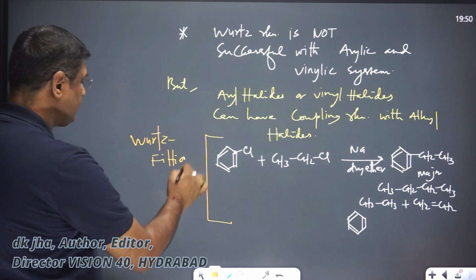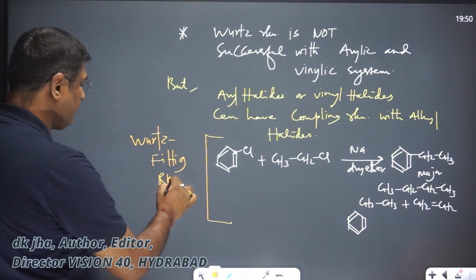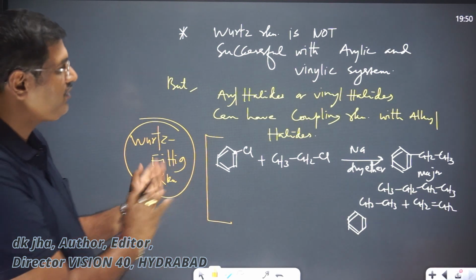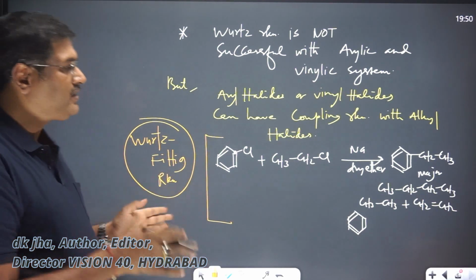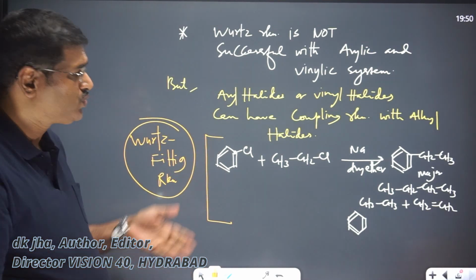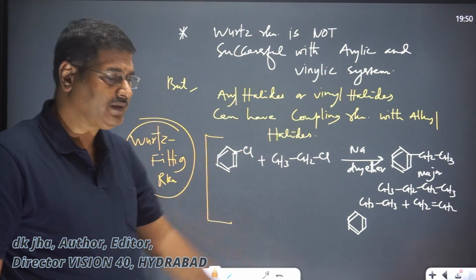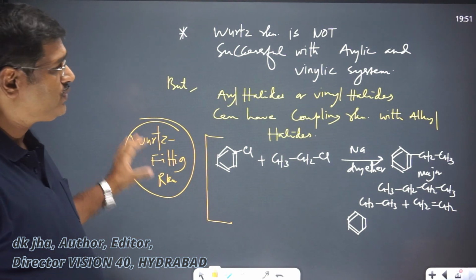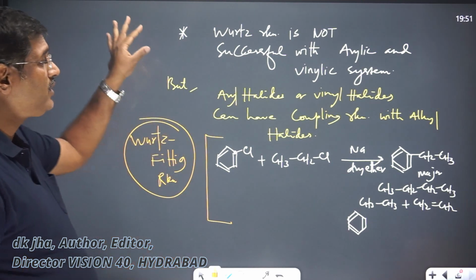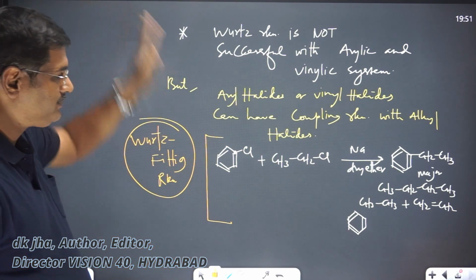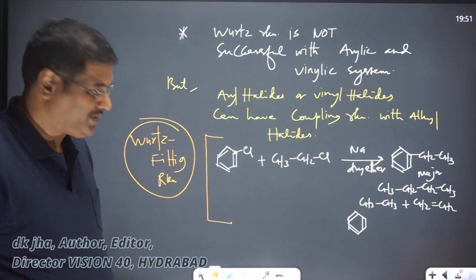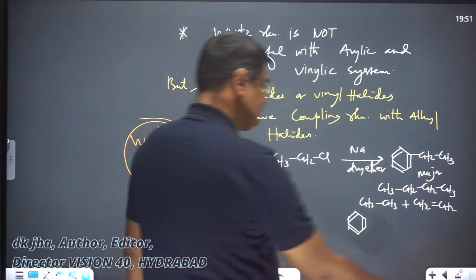Wurtz-Fittig reaction. This one is the Wurtz-Fittig reaction. This kind of reaction between aryl and alkyl halides in the presence of sodium and dry ether is called the Wurtz-Fittig modification. This is one of the things you should keep in your mind. Let's take one more characteristic, important one.